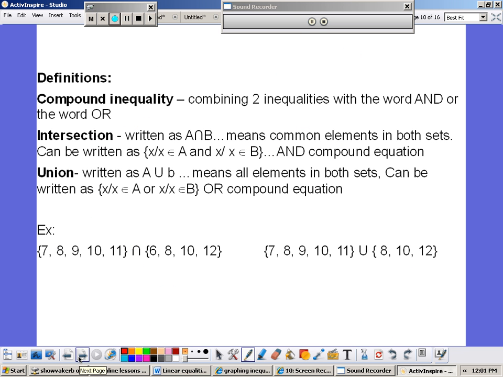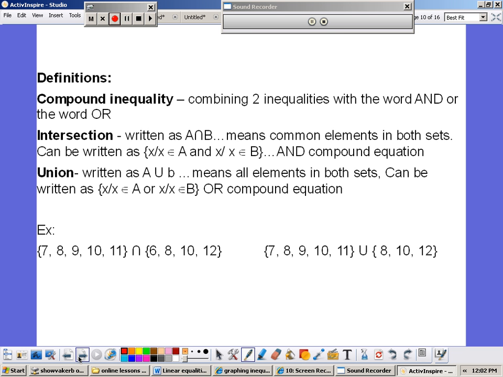Compound inequalities. Compound inequalities combine two inequalities with the word and or or. An intersection, which is written as A with an upside down U, B, means the common elements in both sets. It means an and. It means where they overlap. A union is written as A, U, B. It means that all the elements in both sets are part of the answer. And it's an or. It means that it's not the overlap, but everything.